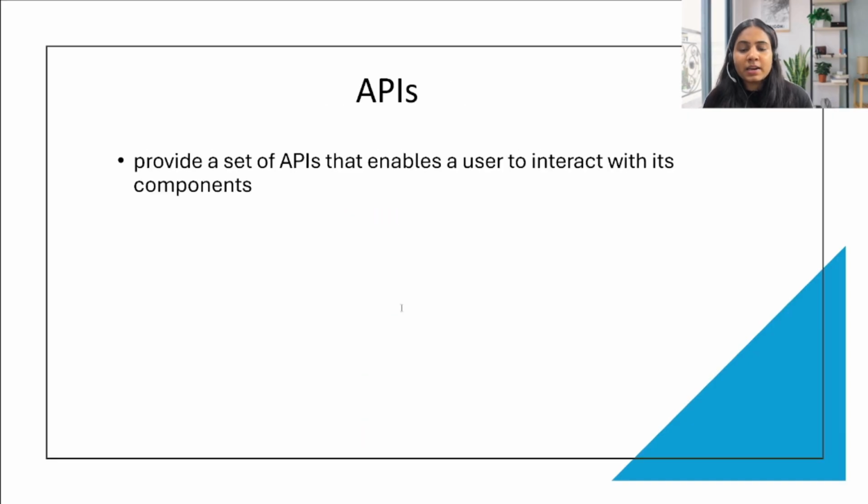Then APIs. LangGraph already provides a set of APIs that enable a user to interact with its components, so we do not need to write those components from scratch. It means we can create a graph, add nodes, connect the nodes, and modify or extract data programmatically using the LangGraph APIs. It offers developers the flexibility to integrate with other systems, so it is very easy to connect with them.